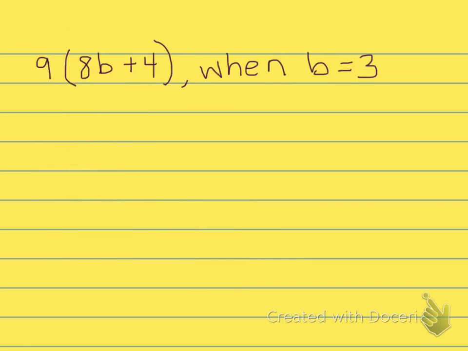Okay, I think I have one more for you. Yes, I do. Okay, so same thing. Listen to my voice. We have 9 times the quantity 8b plus 4, when b equals 3. This is a little tough. Don't get scared now. Let's just work on plugging in the 3 where we see b. So I'm going to rewrite everything so it's consistent. 9 times 8 times 3 plus 4.